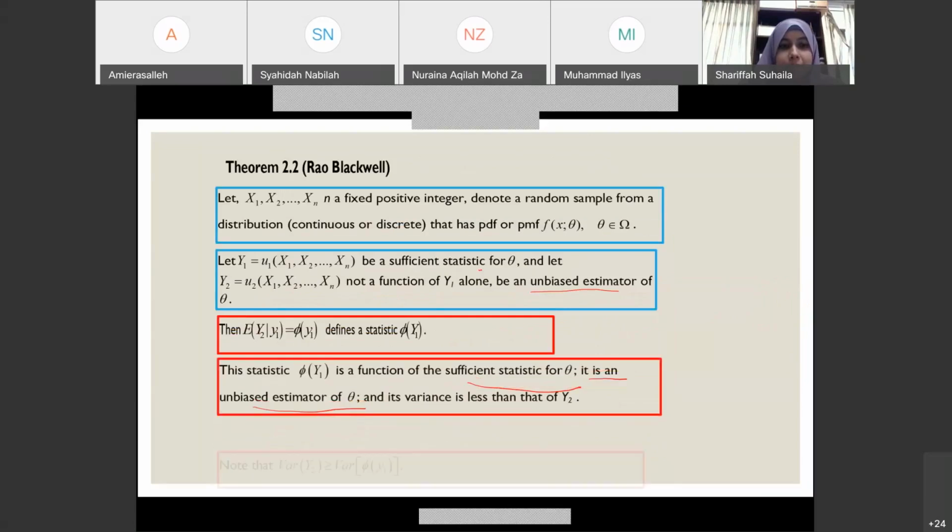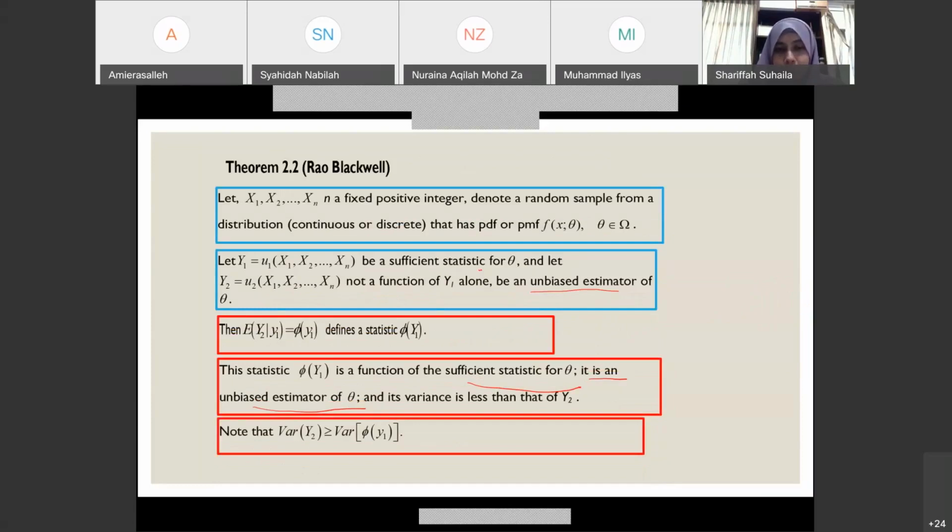So in the Rao-Blackwell theorem, you have Y1 as a function of the sufficient statistic. And then Y2, we consider, is not a function of Y1 alone, meaning there is another function. But Y2 is an unbiased estimator, meaning the expected value of Y2 equals theta. Okay. So we define the statistic phi Y1, the expected value of Y2 given Y1.